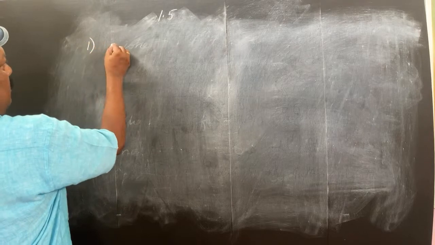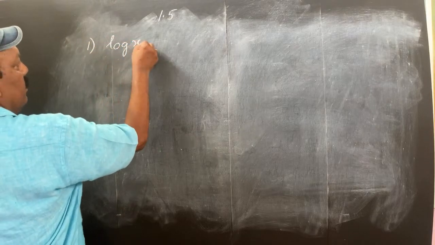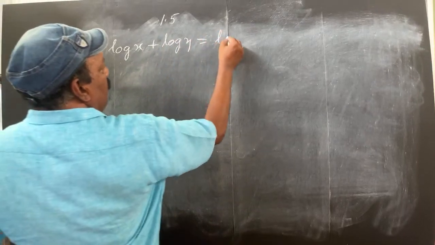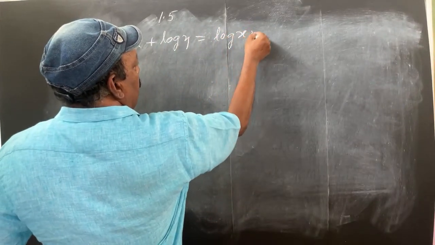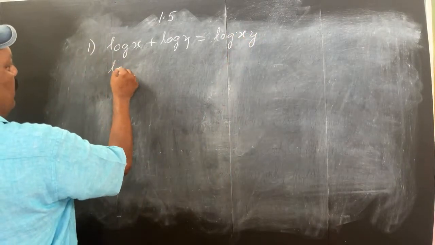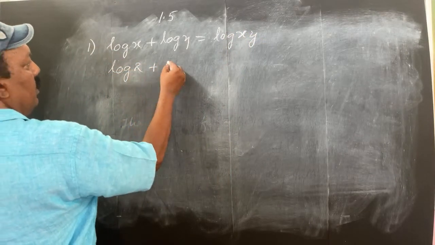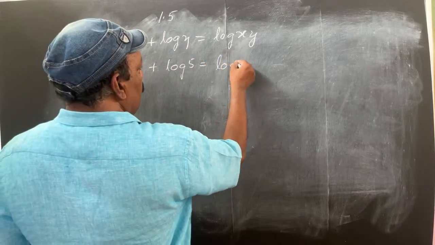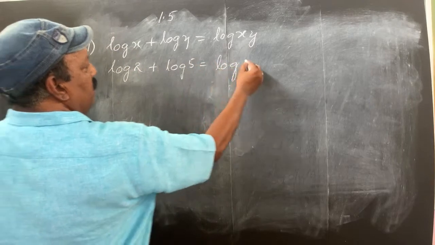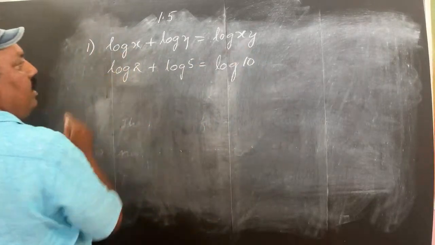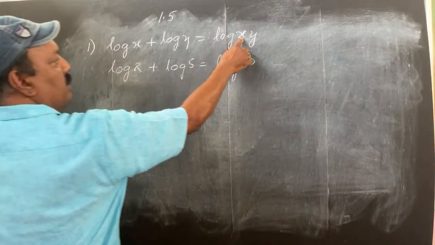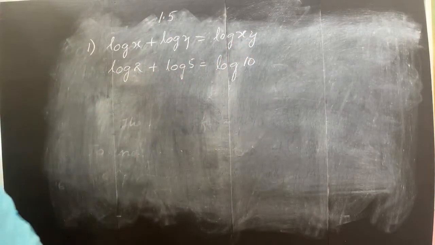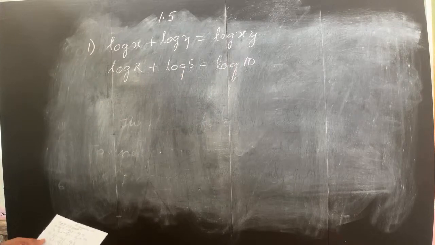First formula is log x plus log y is equal to log xy. An example: log 2 plus log 5 is equal to log of 2 into 5, which is 10. That means xy means x into y, so 2 into 5 we get 10. So this is logarithm formula number 1.